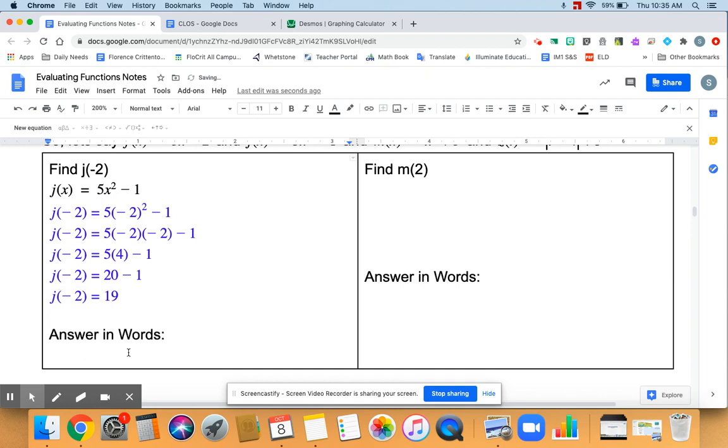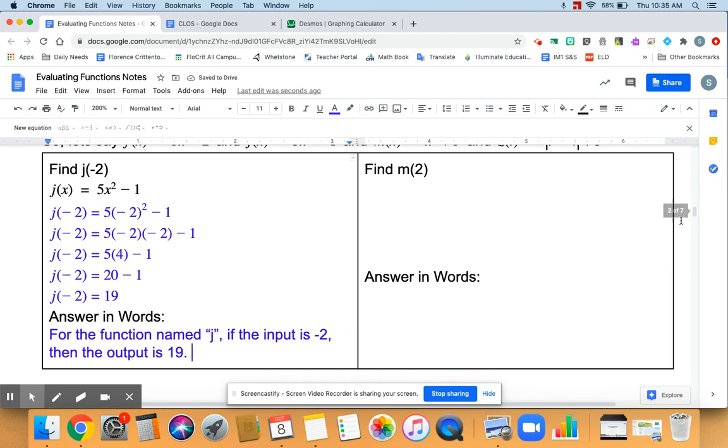So if I'm told to write my answer in words, it would be for the function named, what's its name? J. If the input is, what was our input? Negative 2. Then the output is, and what was our output? 19, because that's the answer we got at the end.